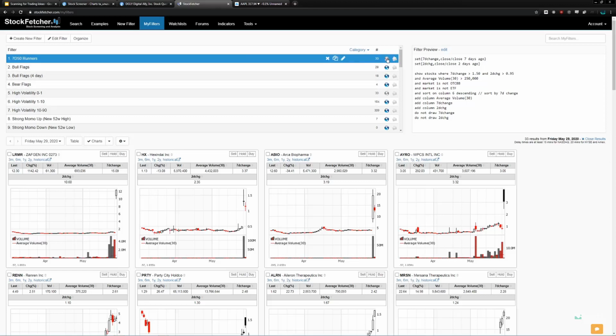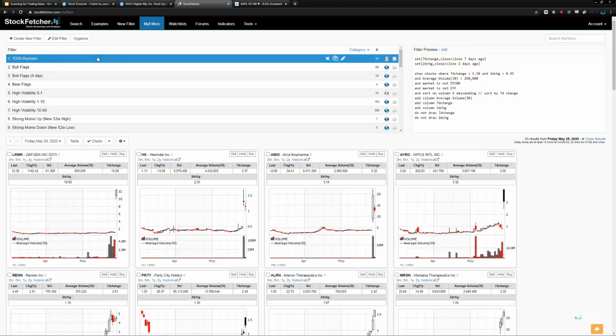And then there's a little globe here, which will allow you to turn on a global filter. For example, if you want to only look at stocks that have, say, more than 500,000 shares of average volume, you can put that in your global filter, and then you can turn it on and off for different scans. And then on the right-hand side, this is the actual scan.